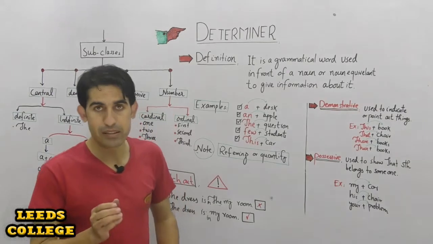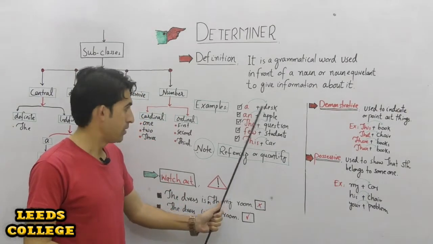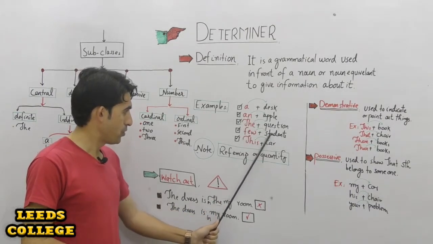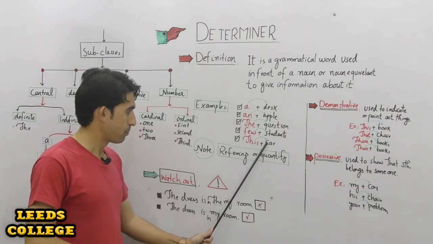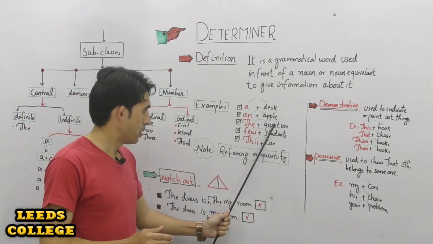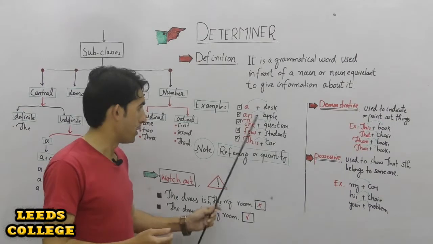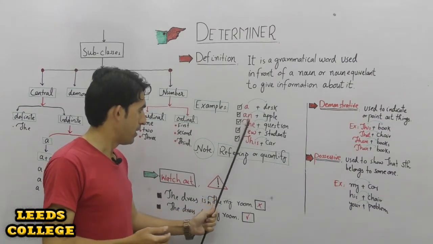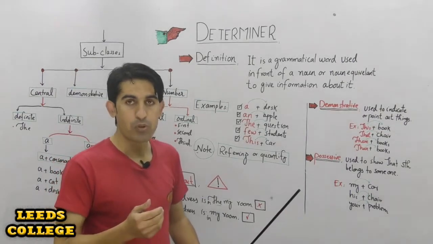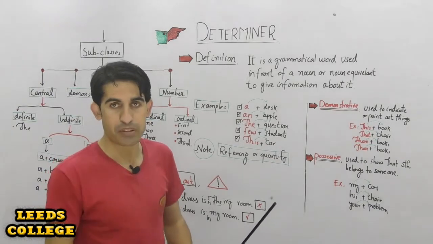I want to clarify the definition with a few examples. A desk, an apple, the question, few students, and this score. In these examples we have the nouns desk, apple, question, students, and score. But first comes the determiner: a, an, the, few, and this. These are called determiners because they are placed normally before the noun and they give information about the specific noun.